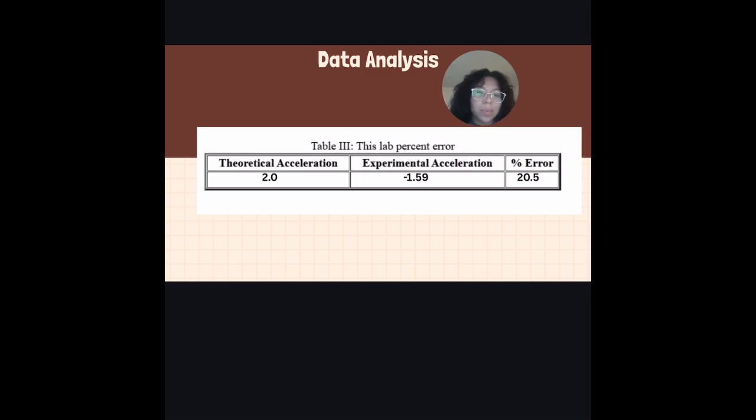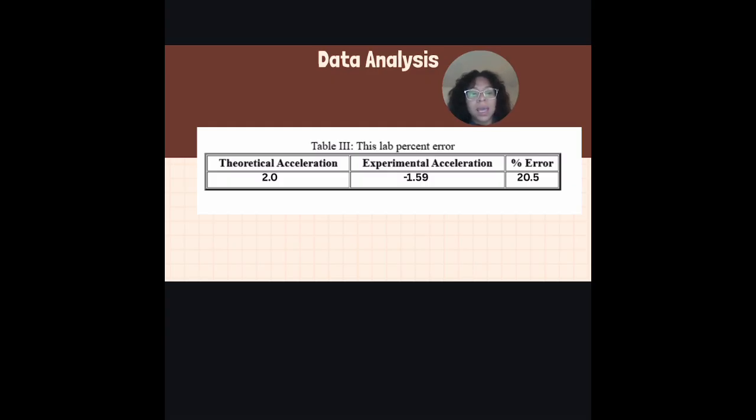So based on our points in our graph, we then went to find the lab percent error. And the percent error is the percent of a value that is off from the theoretical value. So our original theoretical value was 2.0 acceleration. Our experimental acceleration was negative 1.59.